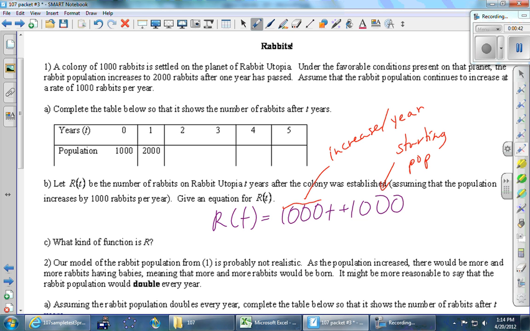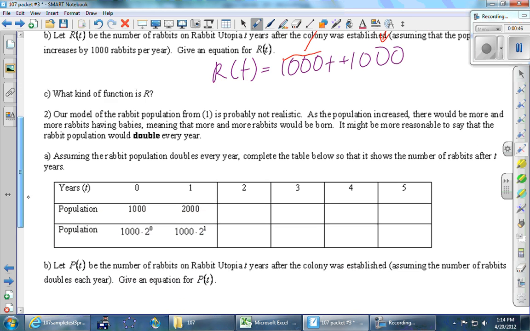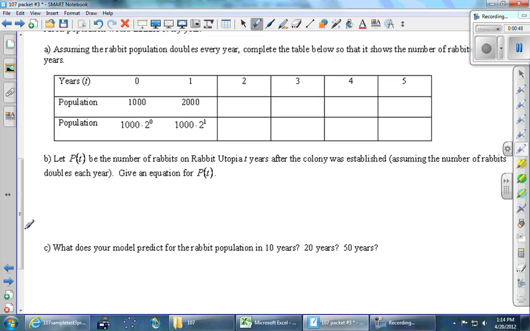And what's the name of that kind of function? That's a linear function. Okay, then we came down here, and we came up with a formula that is certainly not nearly as comfortable as the one up above. Might have really taken some thinking to get a formula, but what did we come up with? 1,000 times 2 to the t. That was the pattern from the bottom row. That's the formula.